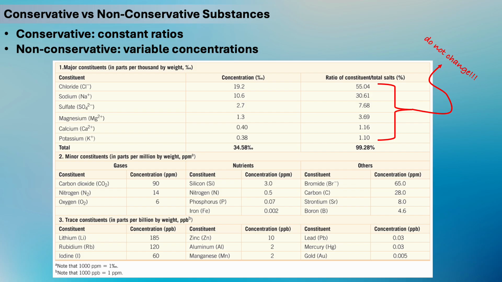Non-conservative substances, by contrast, are influenced by biological activity, chemical reactions, or physical removal. Nutrients and gases such as oxygen and carbon dioxide fall into this category.